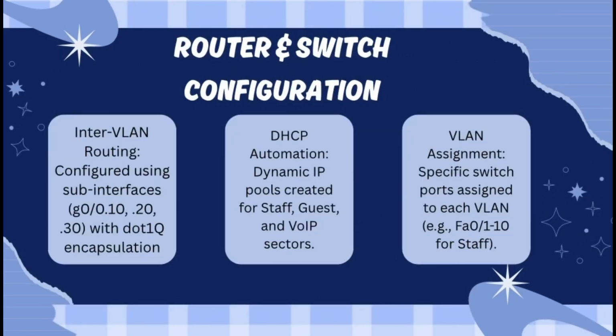Implementation and configuration. Thank you. To make this design a reality in Cisco Packet Tracer, we used inter-VLAN routing using the router-on-a-stick method. This allows the different VLANs to communicate while remaining secure. We also configured DHCP pools, which means any device that plugs in will automatically receive an IP address without manual setup.